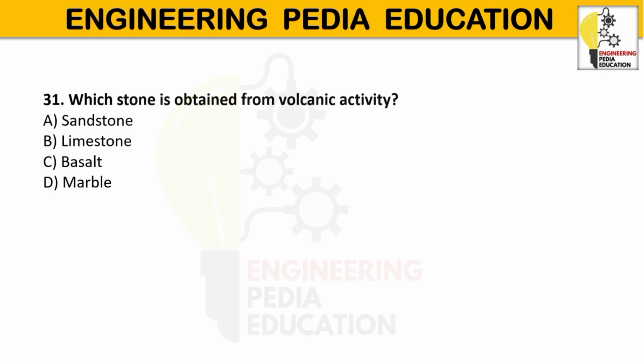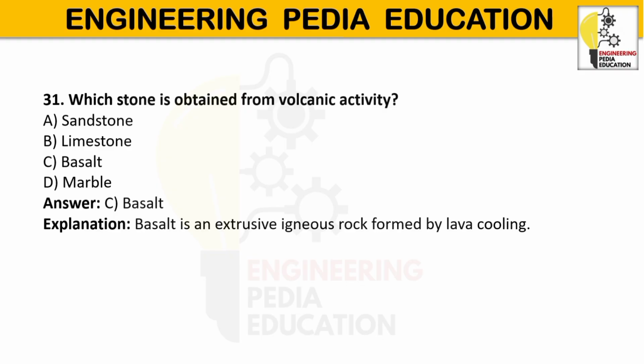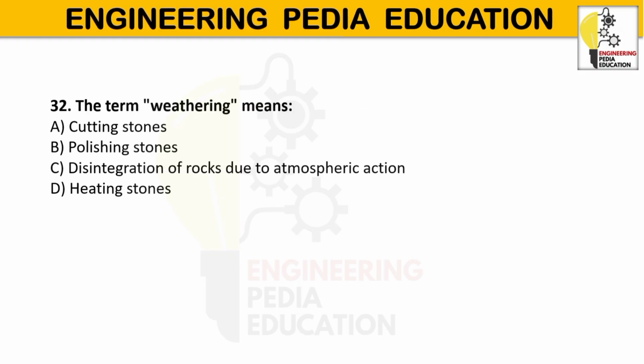Which stone is obtained from volcanic activity? Sandstone, limestone, basalt, marble. So the correct answer is basalt. Basalt is an extrusive rock found from volcanic activity.